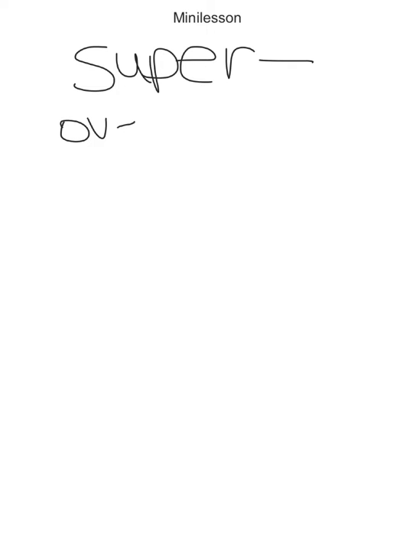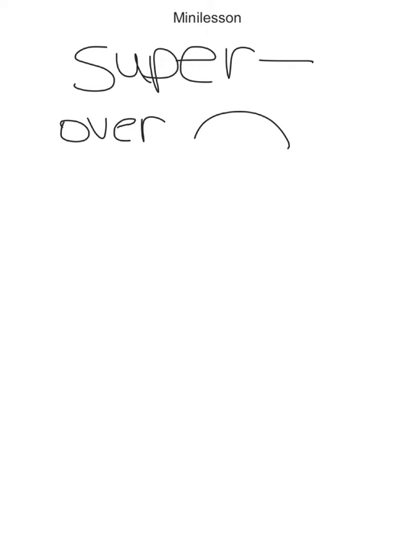All right, 6th grade, it's time for our next mini lesson. Our mini lesson this time is going to be the prefix super. So yet again, I'm going to write a word and then have a dash after it, meaning that there's more words that can come after it. But for today, the prefix super means over, above, too much. So let me write those down.